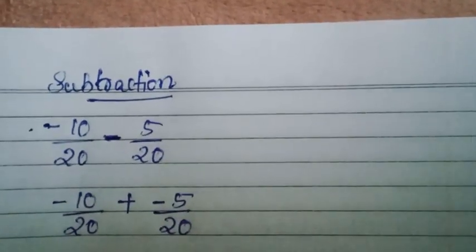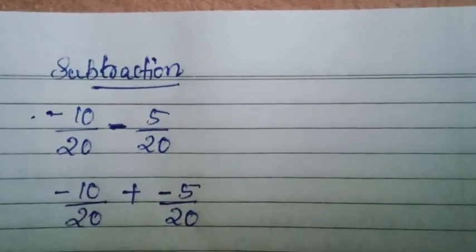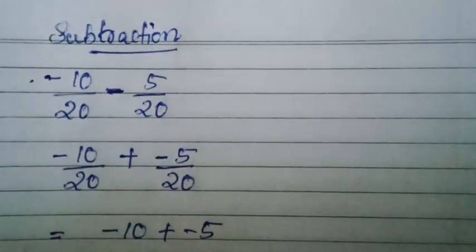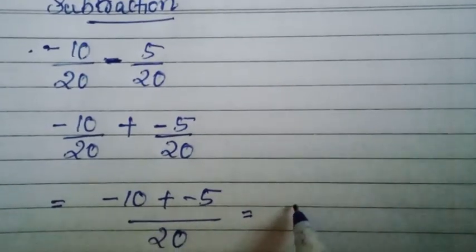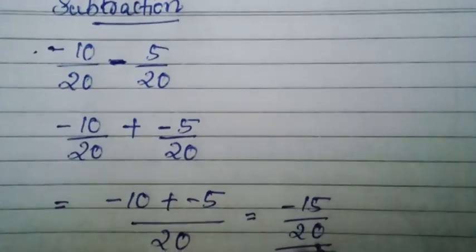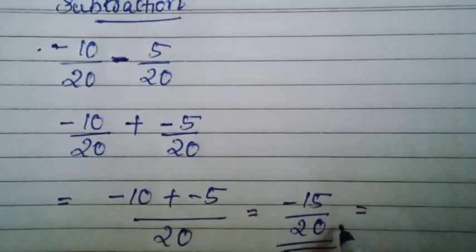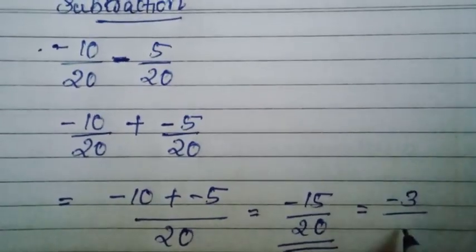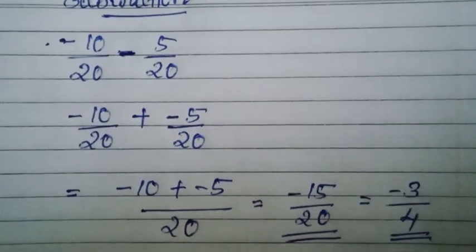Is it? Then we will follow the rules of addition. Minus 10 by minus 5, the whole divided by 20. Two minus on addition, we will add and put a negative sign. So we will get minus 15 by 20. If we want to reduce, we can reduce with 5 as a common factor. So minus 3 will come over here. Here 4 will come. Understood? Cut it with the number by 4.